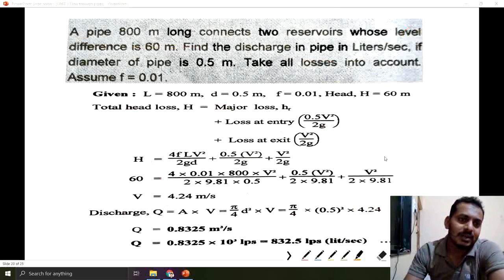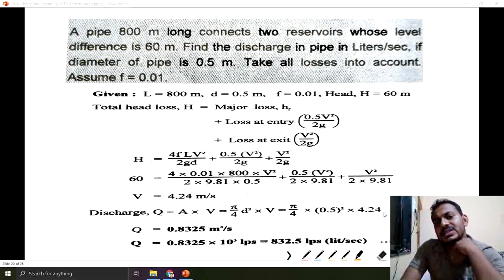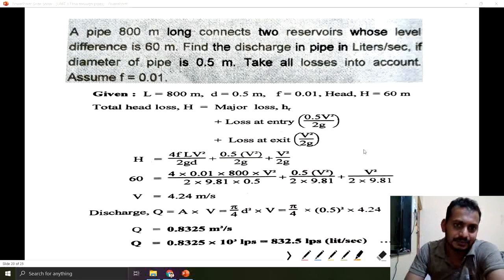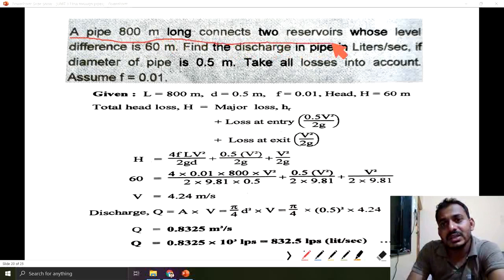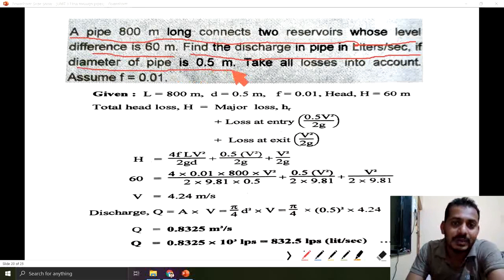So this is another problem. Now this includes major losses, also minor losses. What does the problem statement say? A pipe of 800 meter long connects two reservoirs whose level difference is 60 meter. Find the discharge in the pipe in liter per second if the diameter of the pipe is 0.5 meter. Take all losses into account. All losses into account means we need to consider major losses, and also the minor losses.